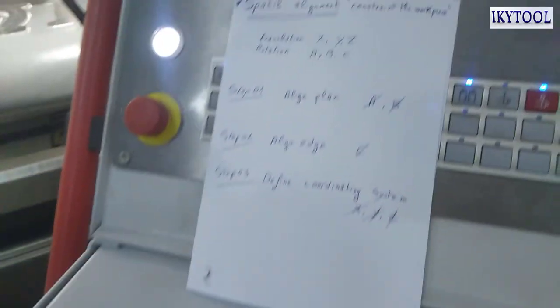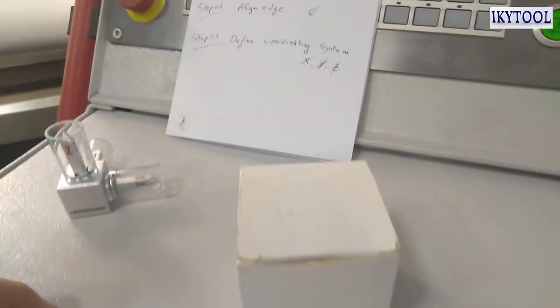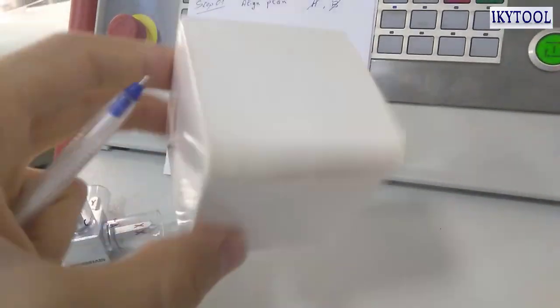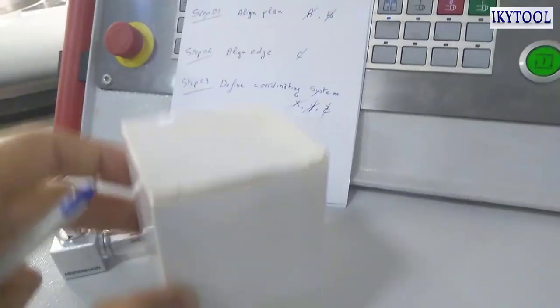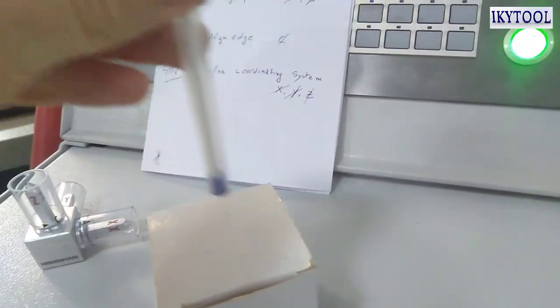So the first step is to align the plane to be perpendicular in the z-axis. This phase is done by probing 3 points on the top surface.